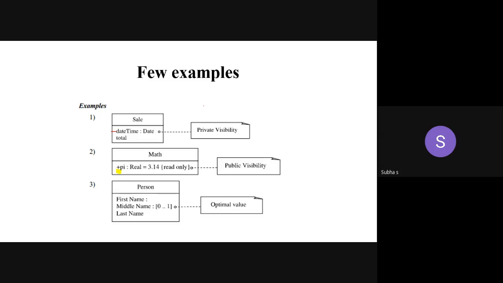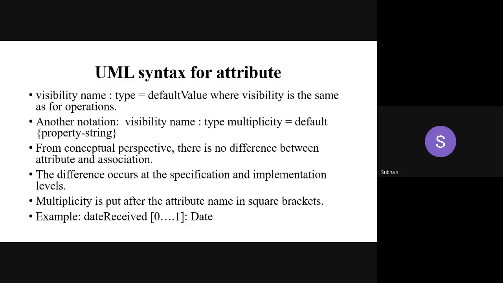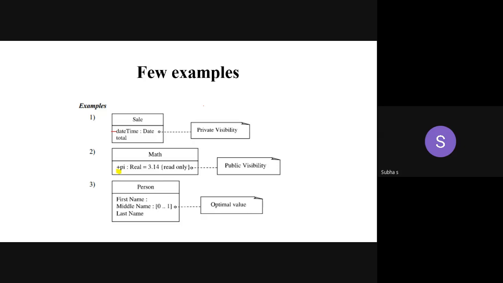I told about the property string. This one, second point: equal to default, colon, property string. This is your property string, whether it is read only or read write. It's not applicable for all the attributes. For these kinds of attributes, you can give the property string. So 3.14 readOnly. This is considered as a read only attribute. I have mentioned it as public visibility. Any constant values, if you are going to give, you can represent like this.